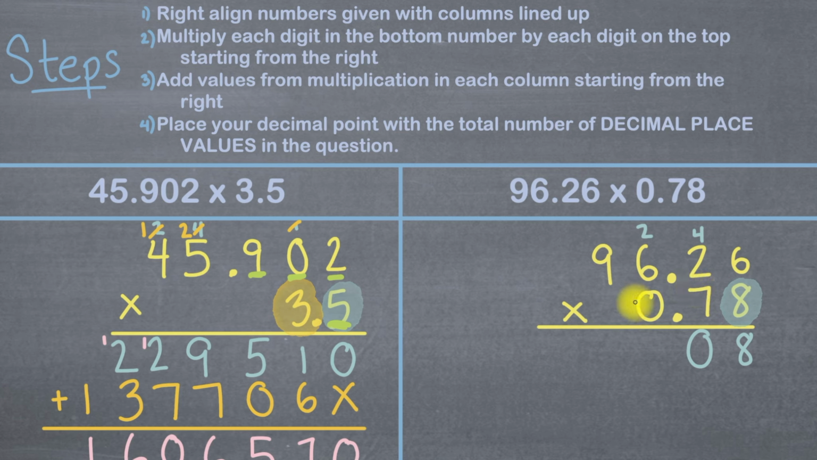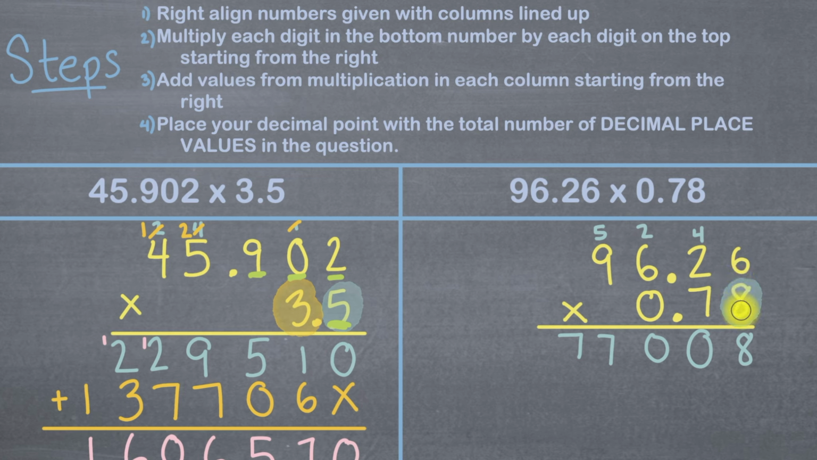Next, we've got 8 times 6. That's 48. Plus 2 is 50. I'll bring down the 0 and I'll carry the 5. And now I'll do 8 times 9, which is 72. Plus 5 is 77. So I'll bring down the 7. And since there's nowhere to carry the front 7 to, I'll just bring that down and put it here.